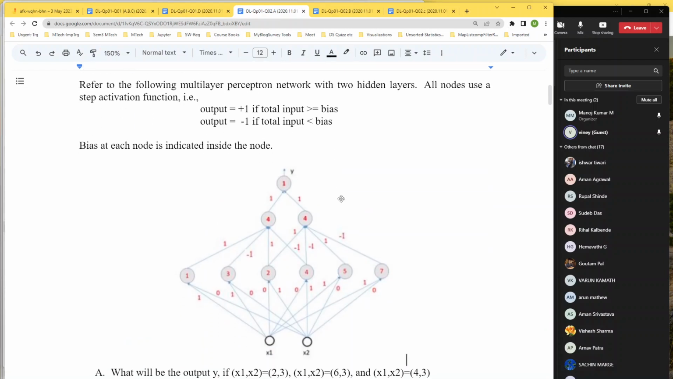So the bias is 1. What will be the output y if x1 comma x2 is 2 comma 3? This is the first question. The second is x1 comma x2 is 6 comma 4, and then 6 comma 3. And the third question is x1 comma x2 is 4 comma 3. So you know how to do this?